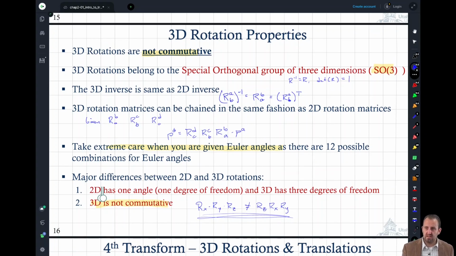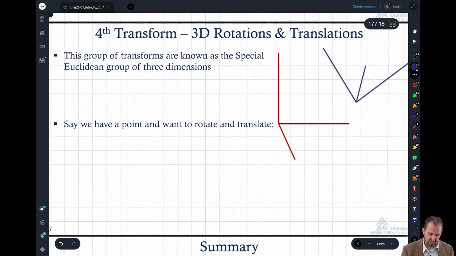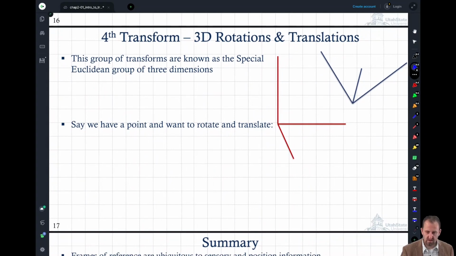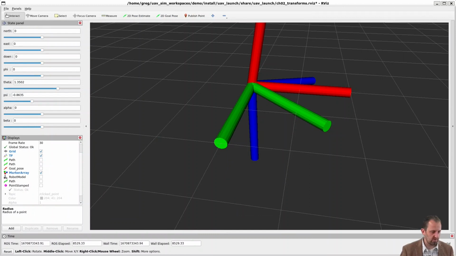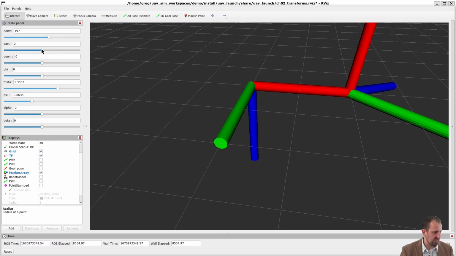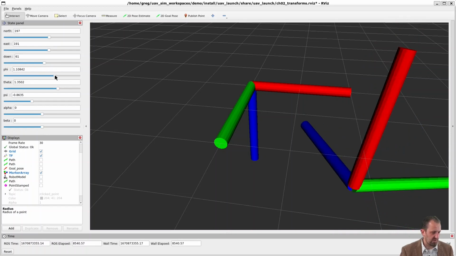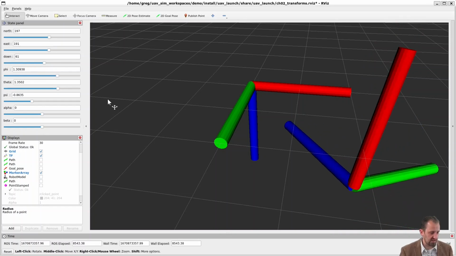Now let's do our 4th transform. We're going to do 3D rotations and translations, right? And that's what we started off the lecture with when we looked at our GUI. We can have translations and rotations, right? So we have it combined together. So again, the point could stay fixed, but the axes are no longer parallel because we've done a rotation, and they're no longer co-located because we've done a translation.